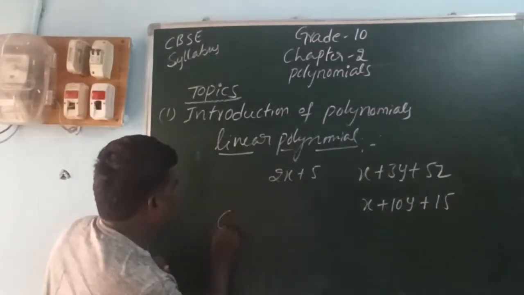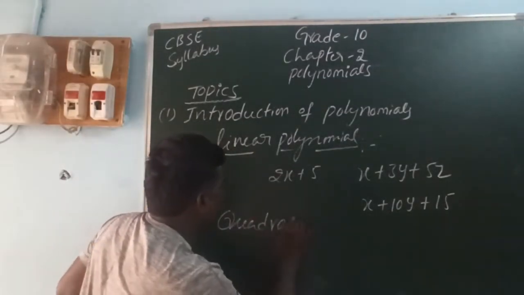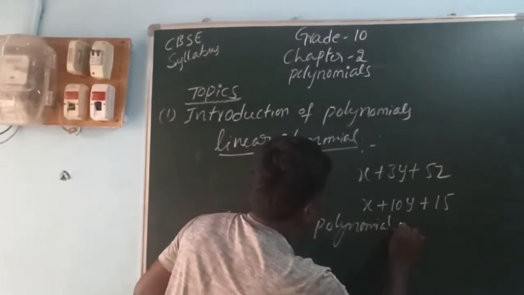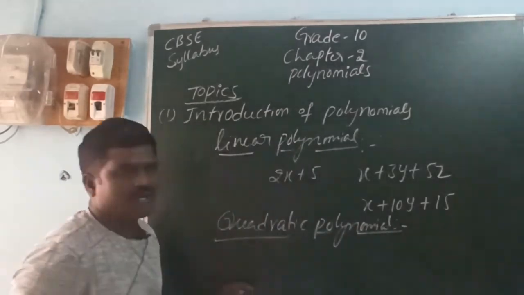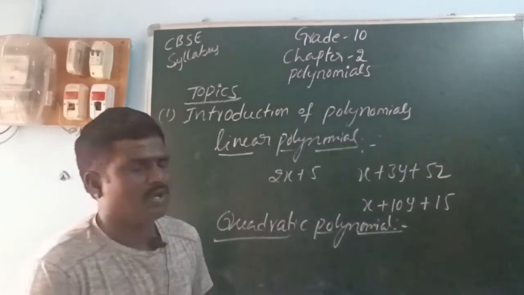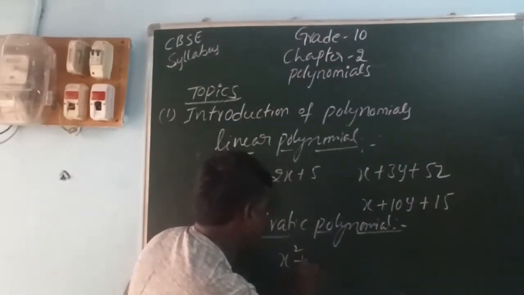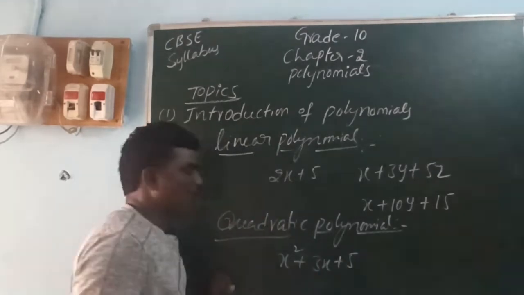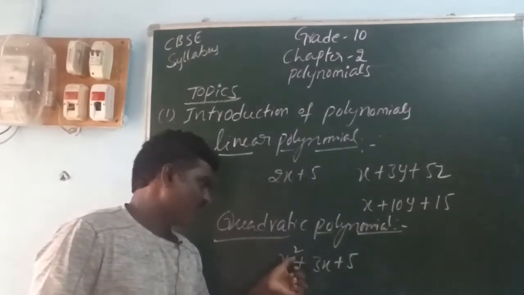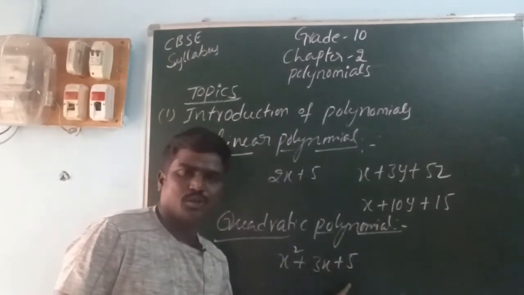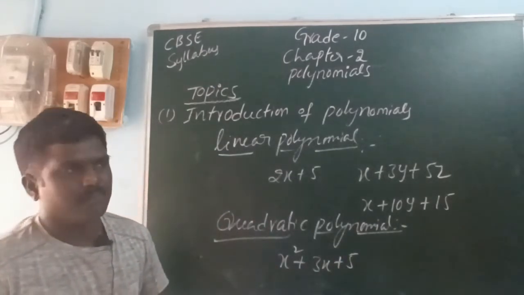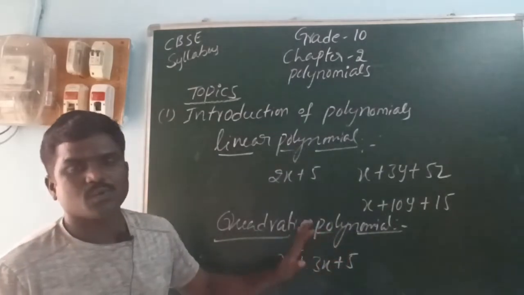Next, quadratic polynomial. A polynomial which has degree 2 is called a quadratic polynomial. For example, we take x square plus 3x plus 5. How many terms are there here? 3 terms: 1, 2, 3. For the terms, what is the degree? 2, here 1, here 0. So the highest degree is 2. So this polynomial is called a quadratic polynomial.